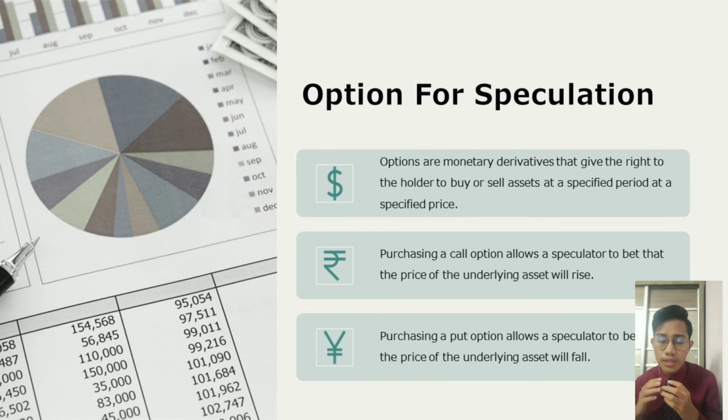Basically, options are monetary derivatives that give the holder the right to buy or sell an asset at a specific price and at a specific time or period. Purchasing a call option allows the speculator to bet that the price of the underlying asset will rise. On the other hand, traders also purchase a put option, which allows them to bet that the price of the underlying asset will fall.